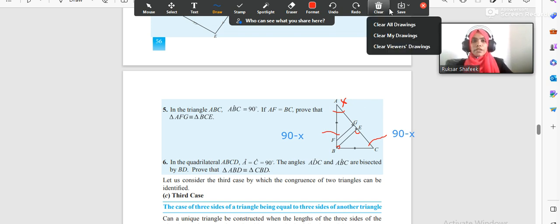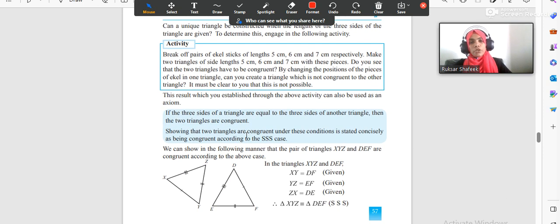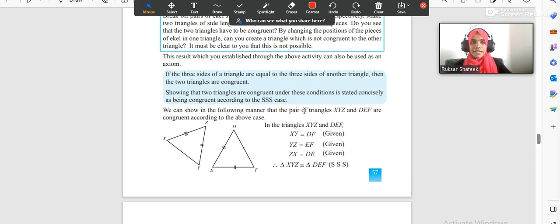And let's move to the third case. I'll just clear this off before we move to the third case. In the third case, we are going to refer to the side side side or the SSS case. This is a pretty simple case. When all three sides of one triangle are equal to all three sides of another triangle, then they are congruent.